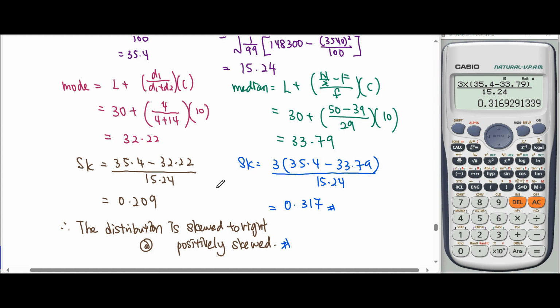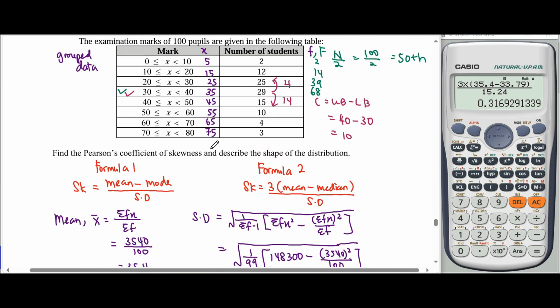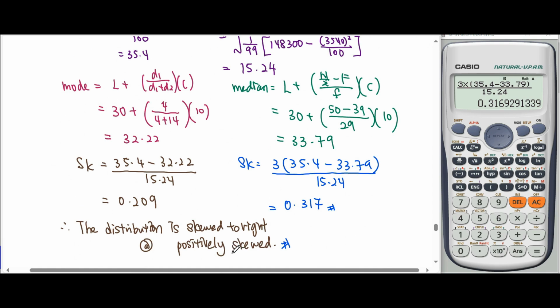So from this question, we can see that although we use different formulas, our readings will be different, but the conclusions will be pointing us to the same direction, which is that this data distribution is skewed to the right. They are positively skewed. So different formulas will give you different values, but the conclusion for the distribution will be the same. So that's all for this question. Thank you for watching.